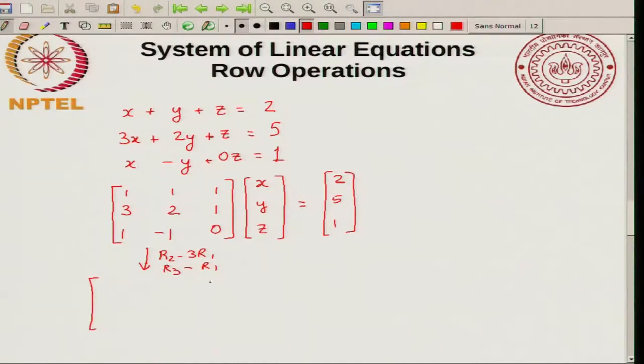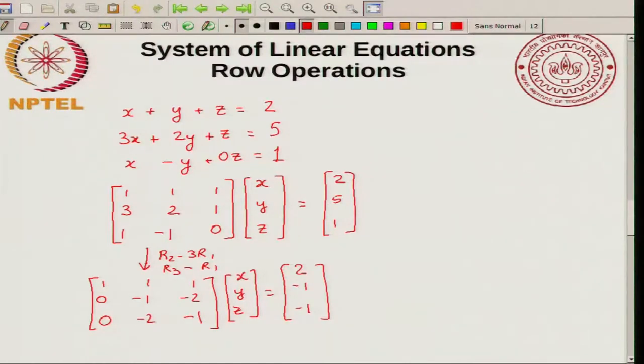So what I'll get is 1, 1, 1, R1 is not changed. R2, you subtract 3 times R1, so you'll get 0, 2 minus 3 is minus 1, 1 minus 3 is minus 2. And R3 minus R1, so I will get 0, minus 1 minus 1, minus 2, 0 minus 1 is minus 1. I did this on the left hand side, so I have to do the same thing on the right hand side. I will leave the 2 as it is. Now, 5 minus 3 times 2 is minus 1, 1 minus 2 is minus 1. So I get this equation. I just did some subtraction of the equations, and I got this.